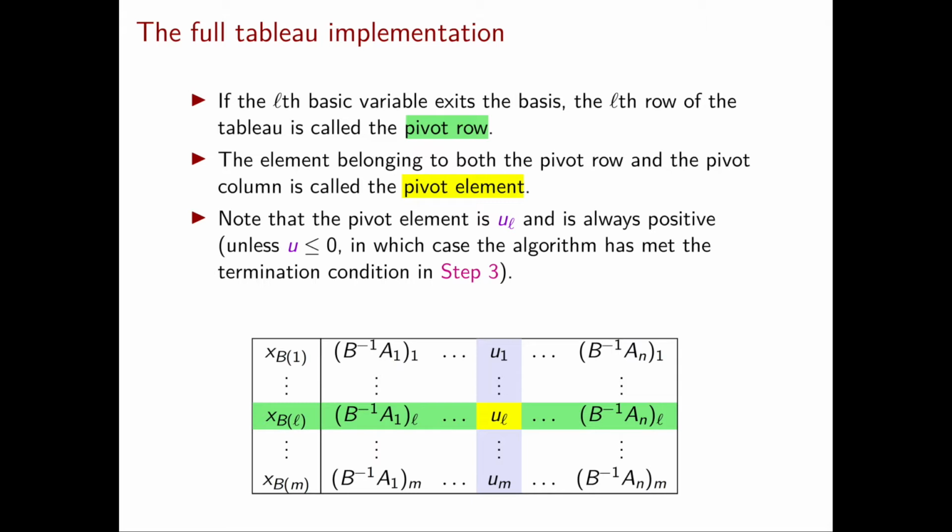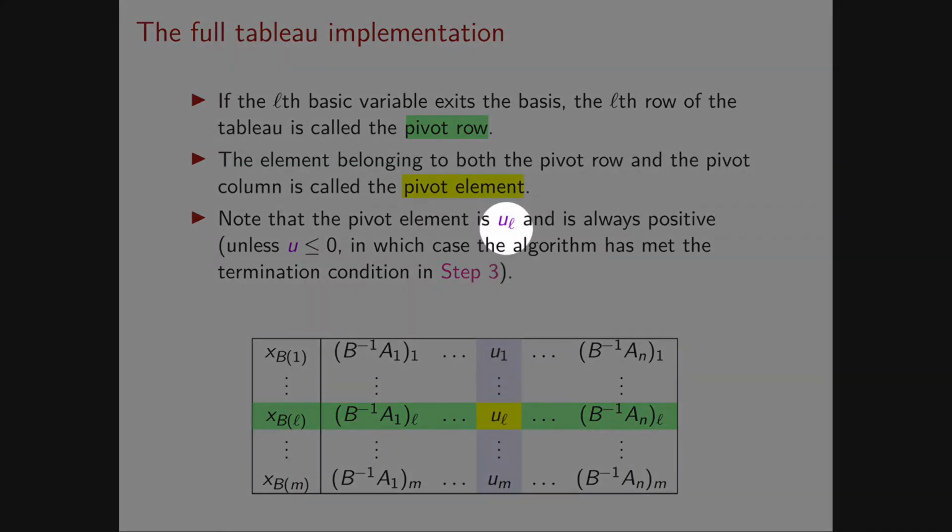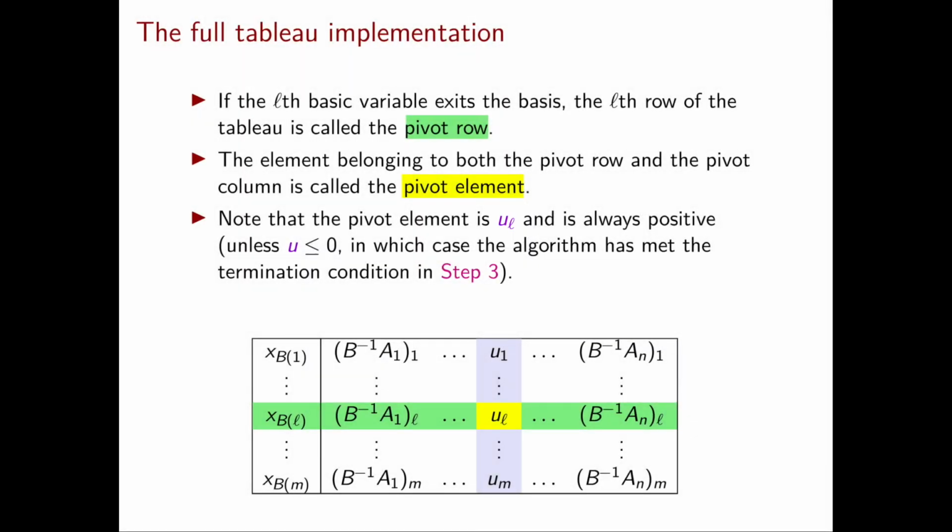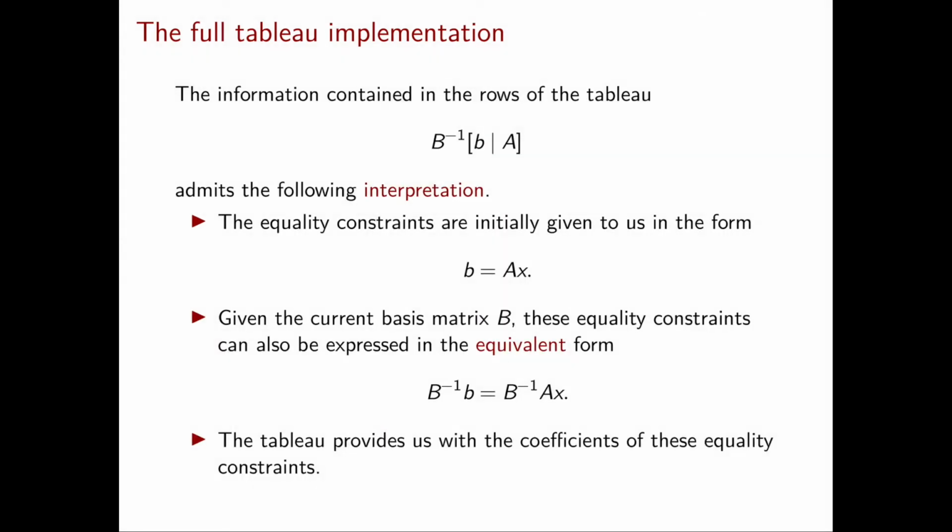In fact, it follows from the definition of theta star, or of l, that u_l is always positive, unless the termination conditions in step 3 are met, which tell us that the problem is unbounded. Next, we're going to see a very useful interpretation of the full tableau.